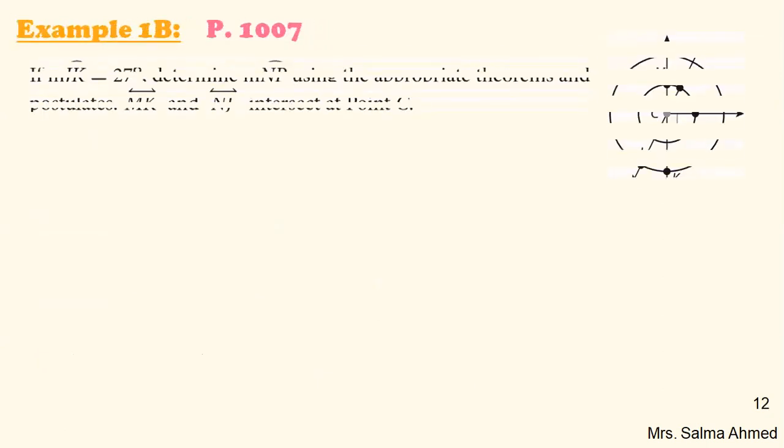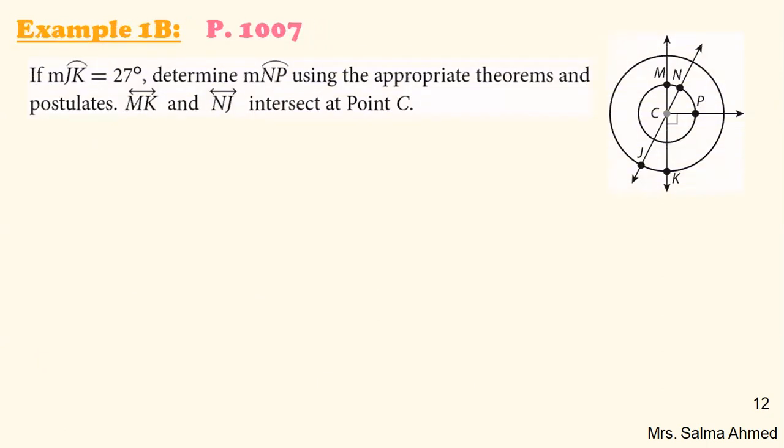Another example. If the measure of arc JK is 27 degrees, determine the measure of arc NP. By using the theorems and postulates, and it is given that MK and NJ are two lines intersecting at the center, at point C. Okay, let's start.